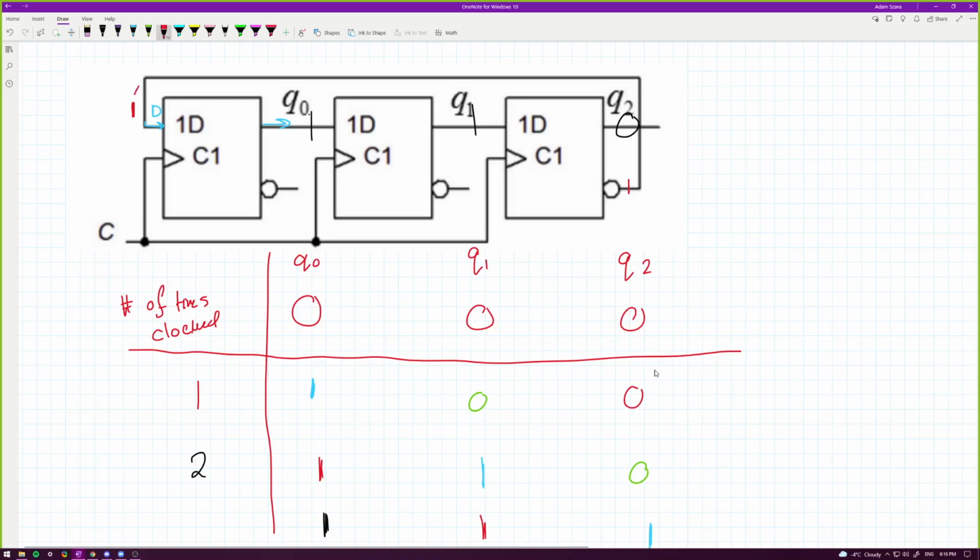Clock the circuit. This 1 moves over. This 1 moves over. This 1 moves over. And importantly, it's not like this moves over here and you clock this one, and then you move this over and you clock this one. They all clock at the same time. They're all synchronous, right? That's the point, they're all synchronous here.